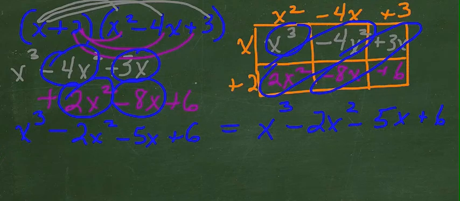So we did get the same result, no matter whether we multiplied with the distributive property horizontally or with the distributive property in a box.